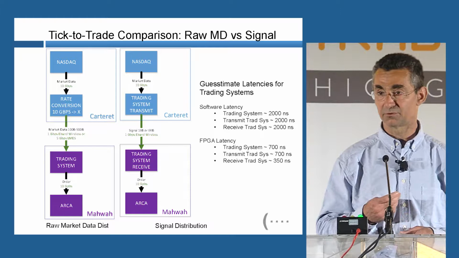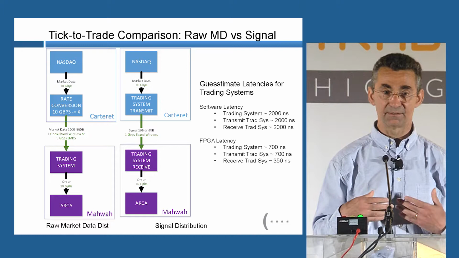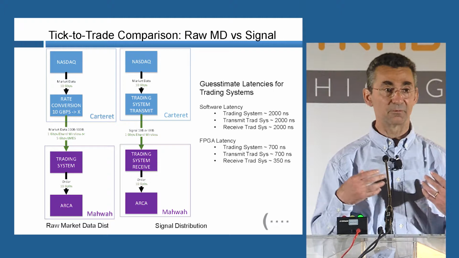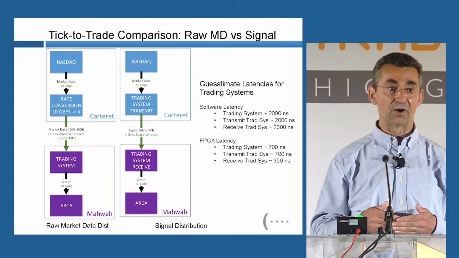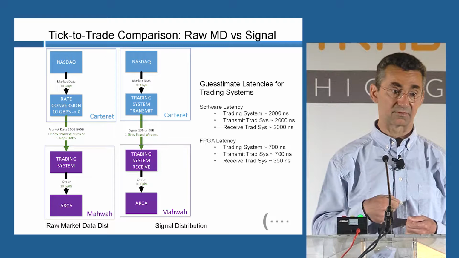One is for the layer that receives the raw data, needs to understand the raw data and think about what to do with it. That is some kind of number which we've assumed to be 700 nanoseconds. And the other side receives a signal and just needs to send the order. So we've assumed 350 nanoseconds.